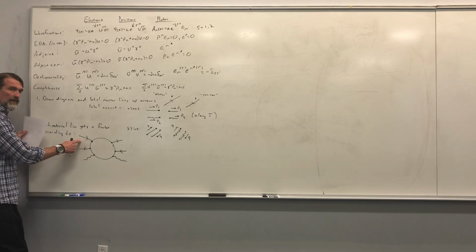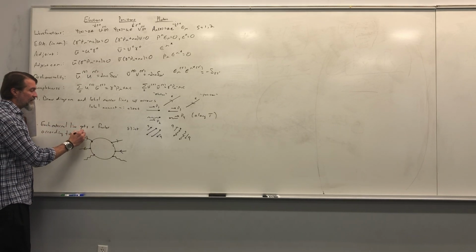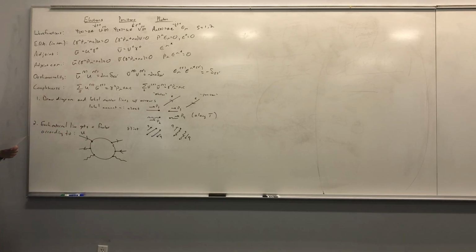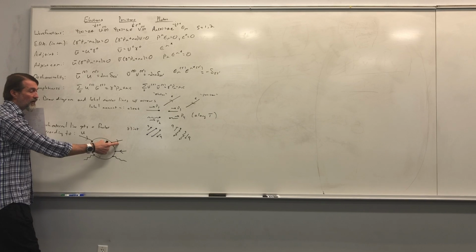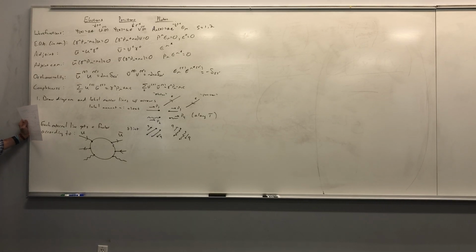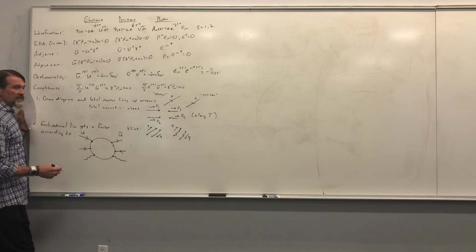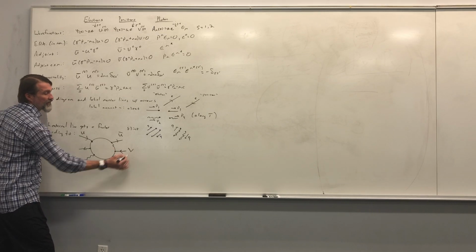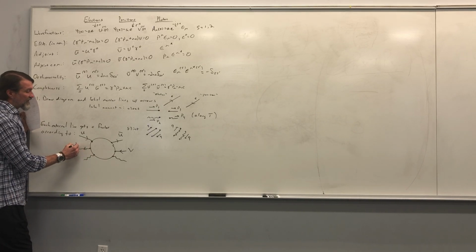So anytime you have an incoming particle, your expression for M is going to get a factor of U. Anytime you have an exiting particle, not an antiparticle, but a particle, you're going to get a factor of U bar. For antiparticles, it goes exactly in reverse. For a leaving antiparticle, you're going to get a factor of V. Whereas for an entering antiparticle, you're going to get a factor of V bar.